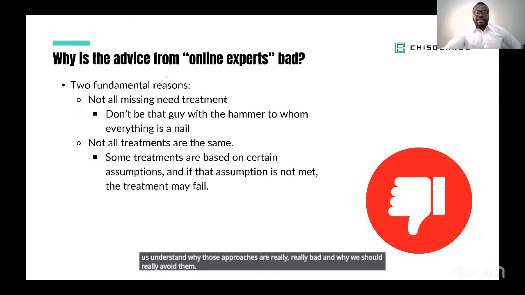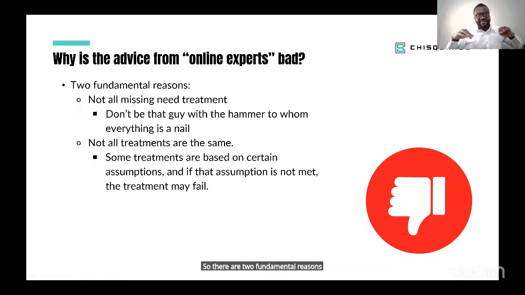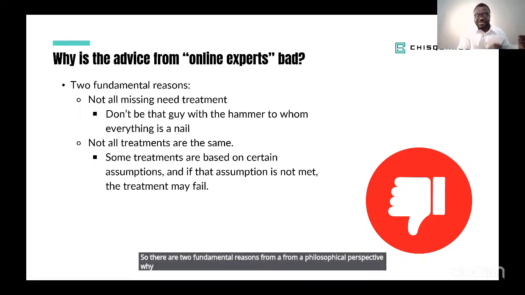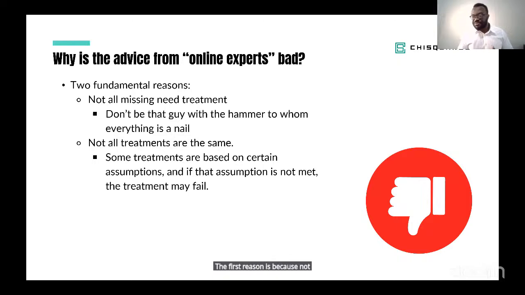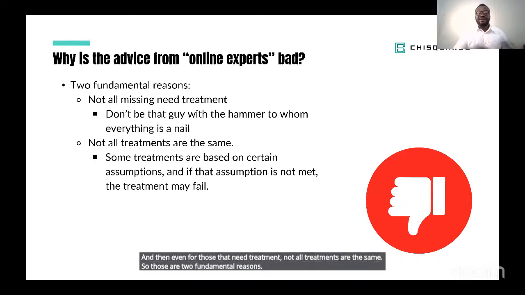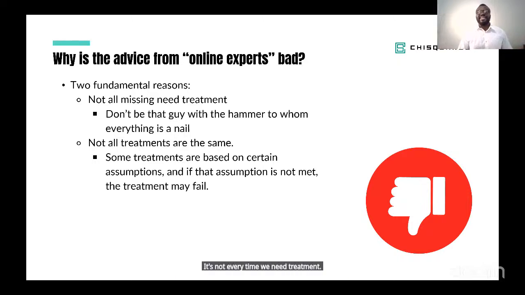There are two fundamental reasons from a philosophical perspective why we can't just say, oh, we're going to do forward fill or backward fill or just take an average and plop it everywhere there's a missing value. The first reason is that not all missingness needs treatment, right? You don't want to be the guy with the hammer to whom everything is a nail. And even for those that need treatment, not all treatments are the same. So those are two fundamental reasons. It's not every time we need treatment, and even when we do, not all treatments are the same. Treatments are predicated on certain assumptions, and if those assumptions are not met, then the treatment will fail.